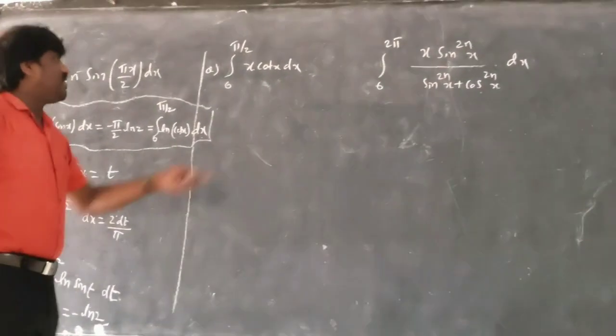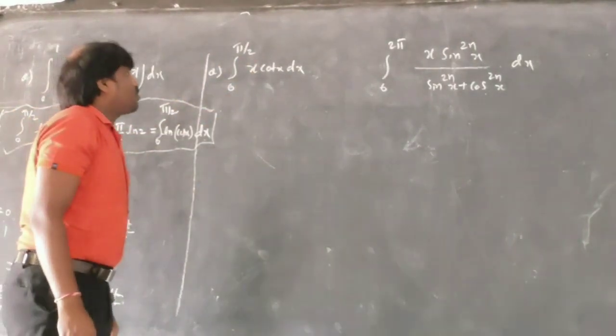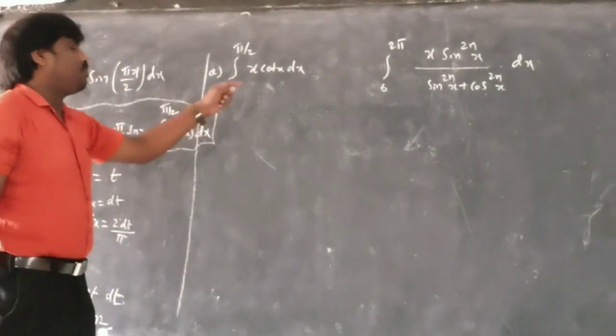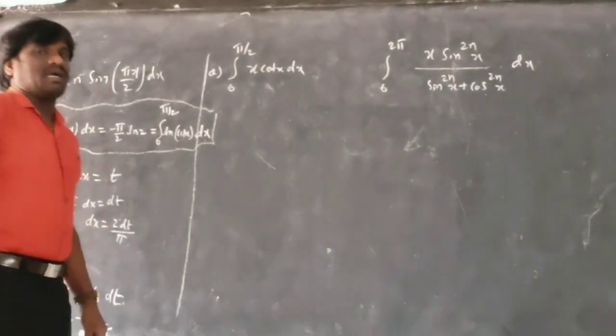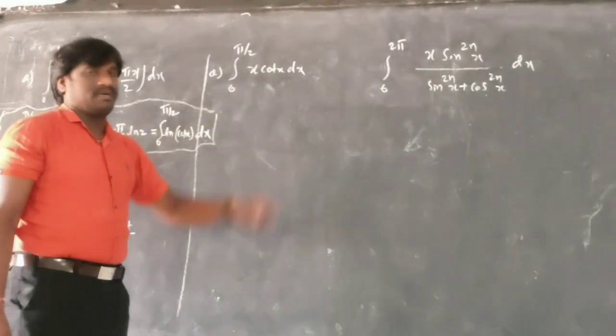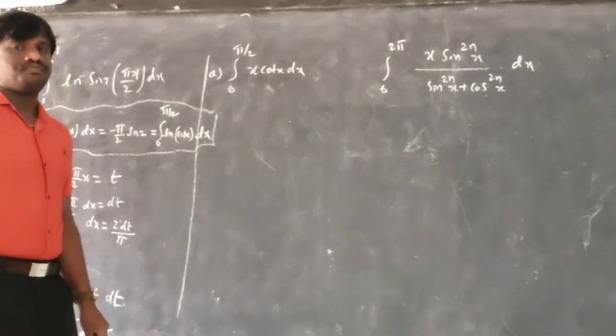Like here, similarly, we have the integral from 0 to pi/2 of x cot x dx. To solve this one, what do we do here? We apply integration by parts. What is the rule for integration by parts? You have to apply it here. There is no other condition. So what is the condition for integration by parts?